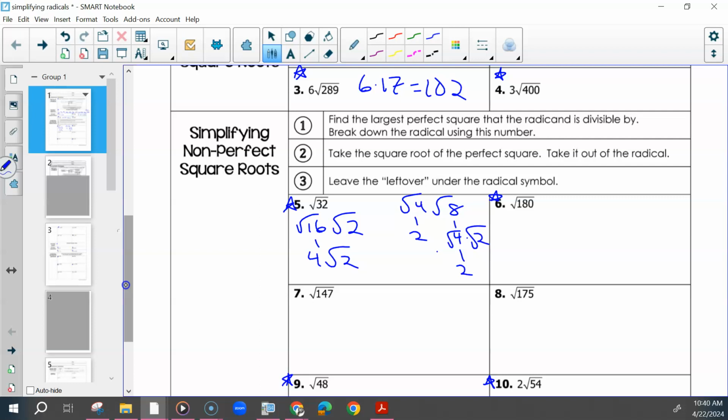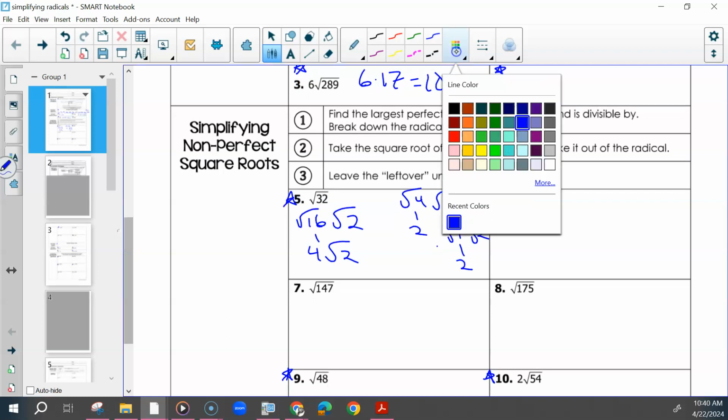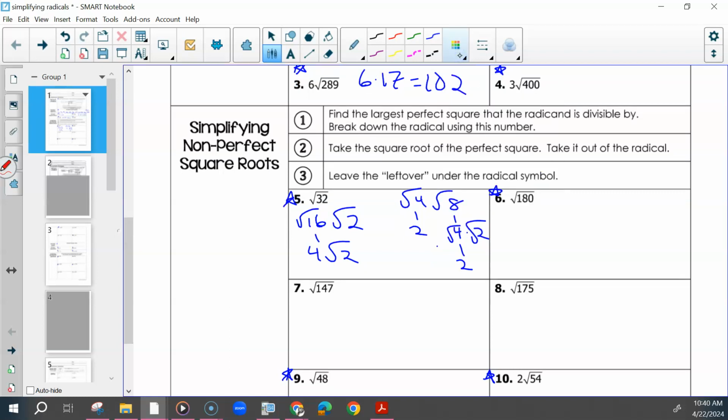I'm going to do both for one more, and then you guys can choose. So for 180, is that a perfect square? No. Find the highest perfect square that goes into 180. That's not a perfect square. 121, if I divided those, they wouldn't divide well.